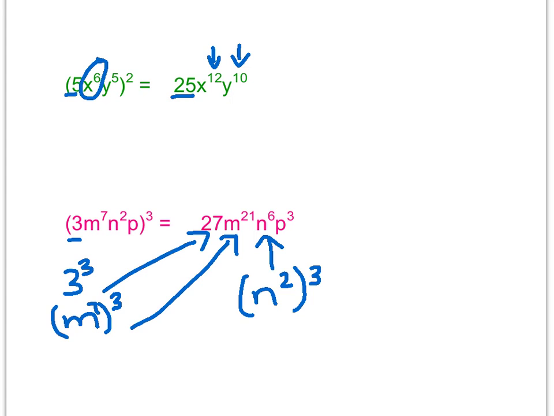I need to take n squared to the 3rd power, and that's what gives me the n to the 6th power. And I have the p, and when it's just listed as a p, I know that the exponent is 1. And when I take that to the 3rd power, that's where I get the p to the 3rd power from. So just making sure that you raise everything inside of the parentheses to that power, and then you will be all set.